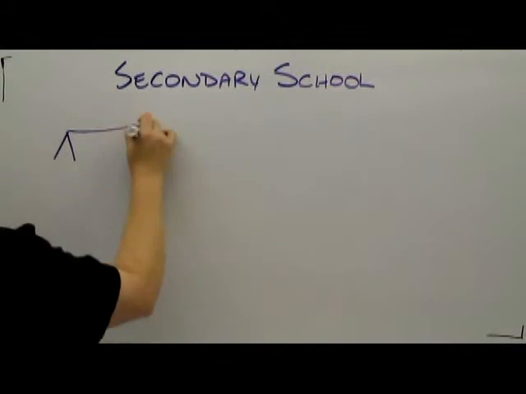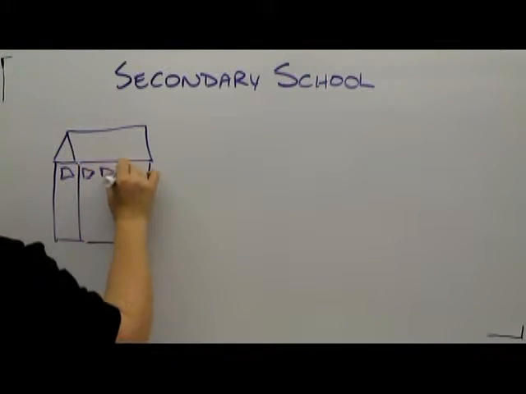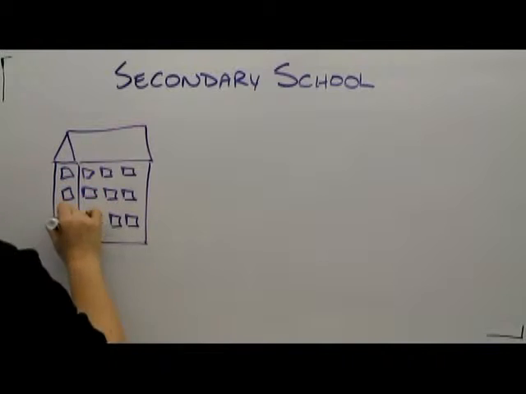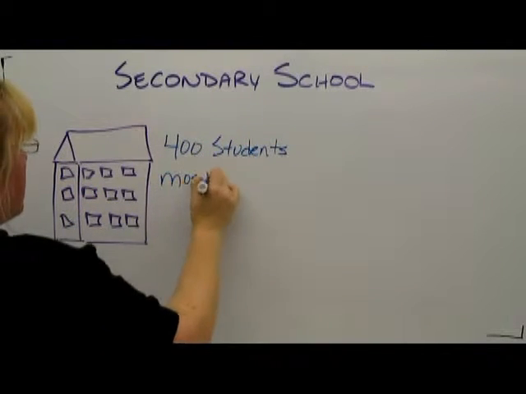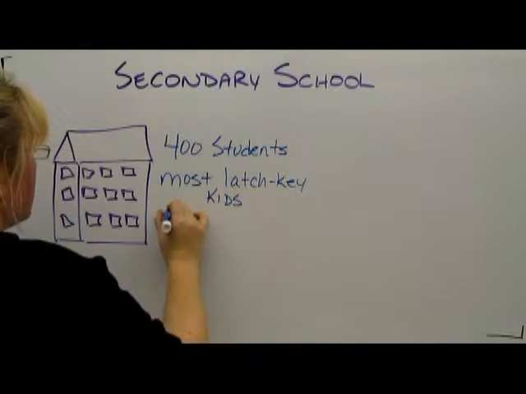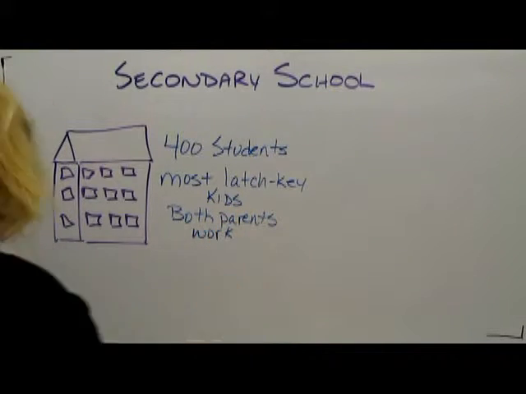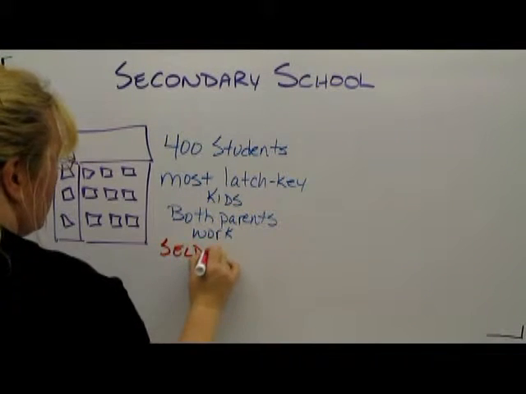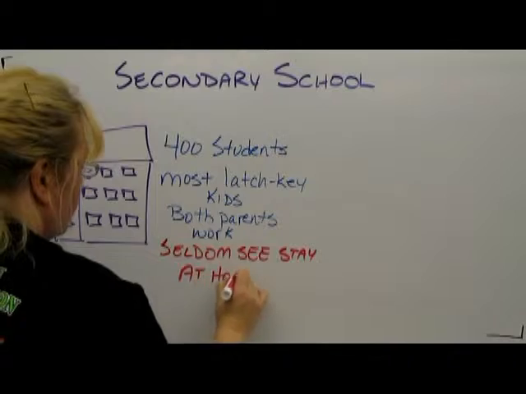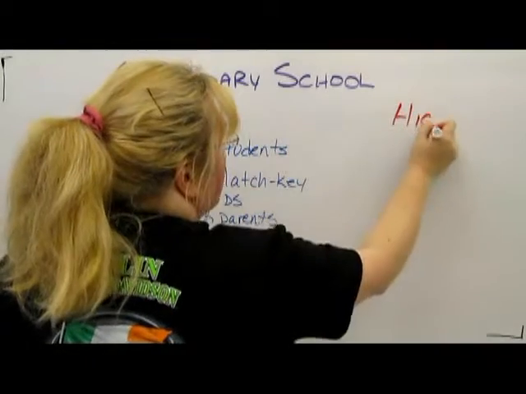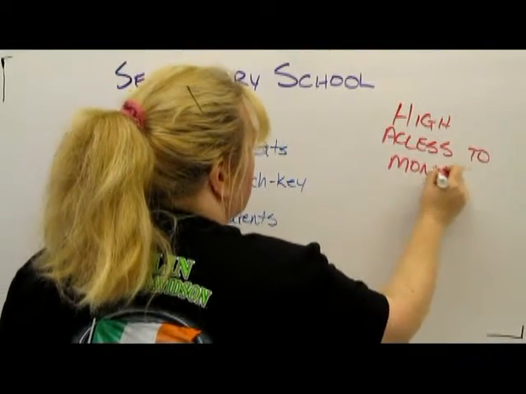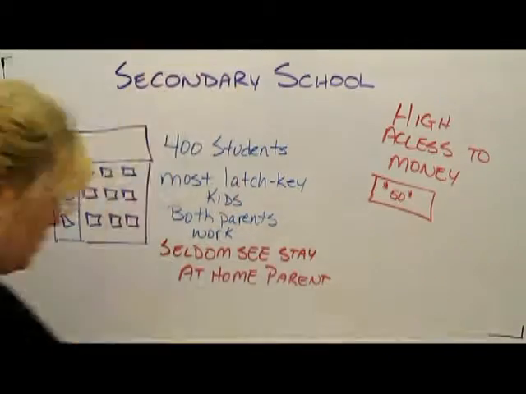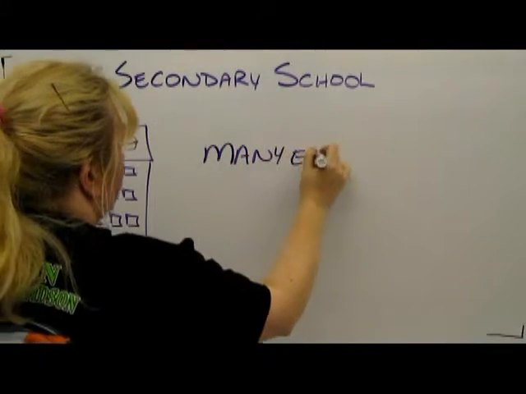The secondary school, much like the rest of the community, is a beautiful building, everything top of the line, including technology within it. 400 students. Most of them are latchkey kids, which means that both parents are working. It's really seldom to see a stay-at-home parent. These students also have very high access to money.